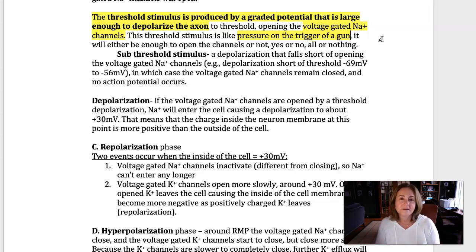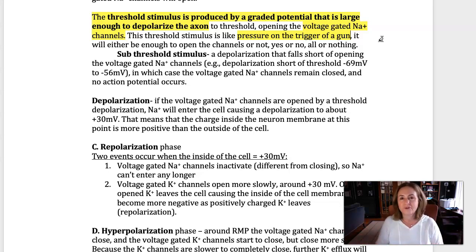It doesn't fire lighter if I press really lightly on the trigger, or if I slam down the trigger with heavy pressure, it doesn't fire stronger. That's what an action potential is like. All you need to do is depolarize the axon initial segment to threshold with the sodium that is diffusing in from the graded potential. So it doesn't matter if you very slowly, barely make it there, or if you drop the boulder in the pond and lots of sodium comes in, same outcome.